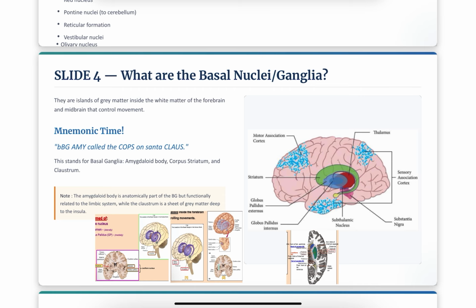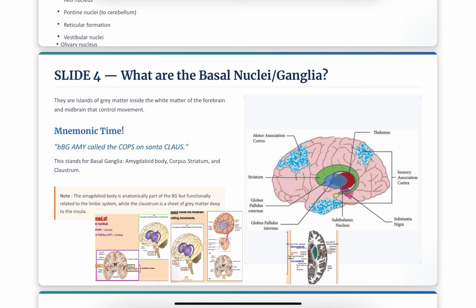Now, in order to remember the components, we need a mnemonic, which is called BBG Amy, or "baby girl Amy called the cops on Santa Claus." So this represents what? The basal ganglia, the amygdaloid body, the corpus striatum, and the claustrum. So again, the basal ganglia, the amygdaloid, the corpus striatum, and the claustrum.